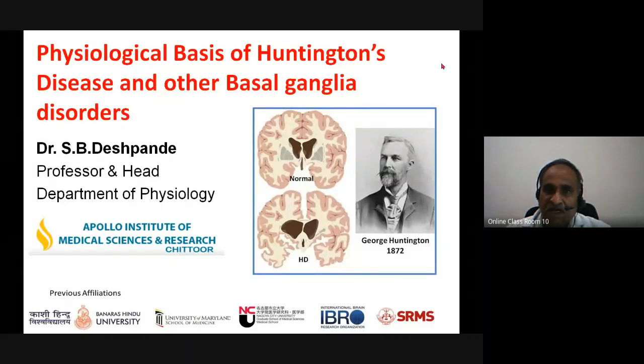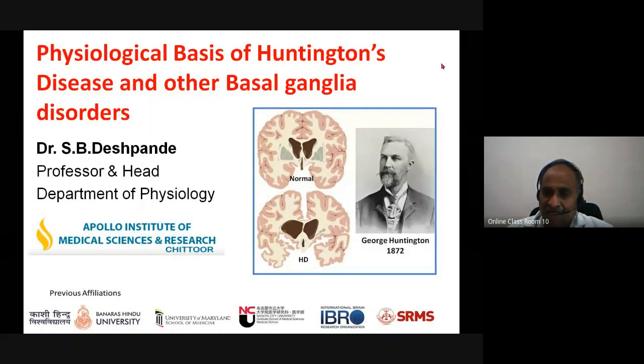I have chosen today the physiological basis of Huntington disease and other basal ganglia disorders. The picture I have depicted here has two components. One, the picture of a person who first described Huntington disease, Dr. George Huntington. In 1872, he described the entire clinical picture of Huntington disease.